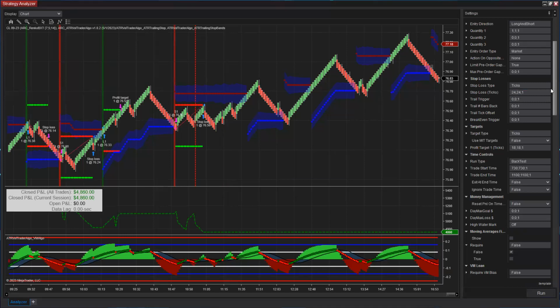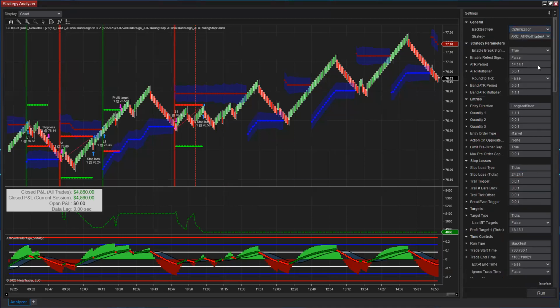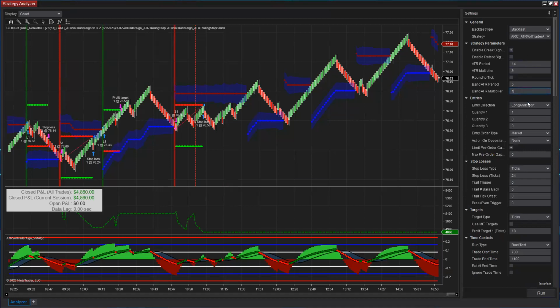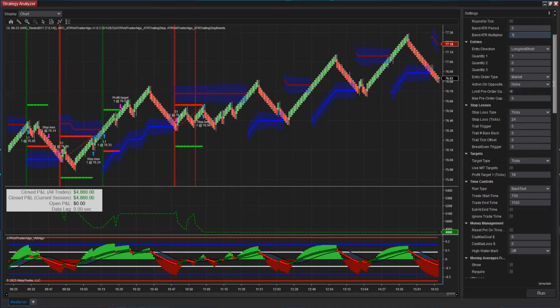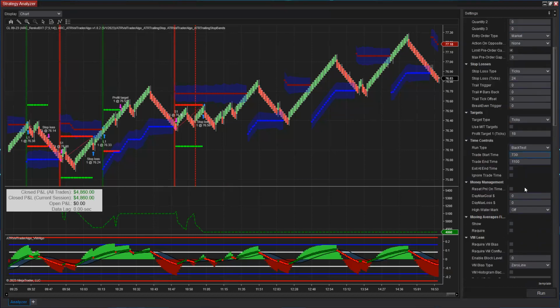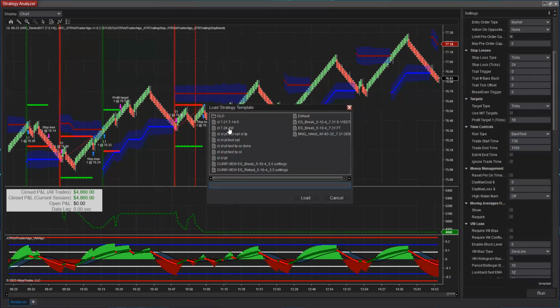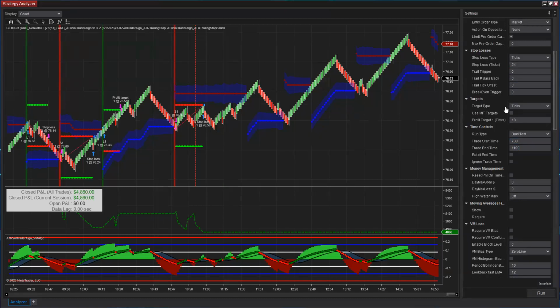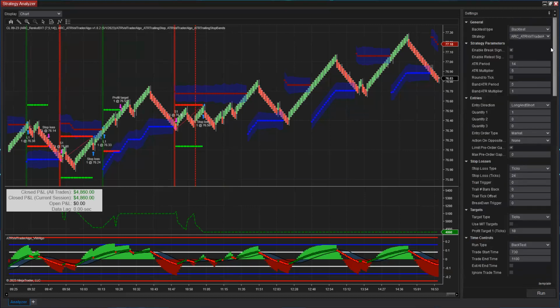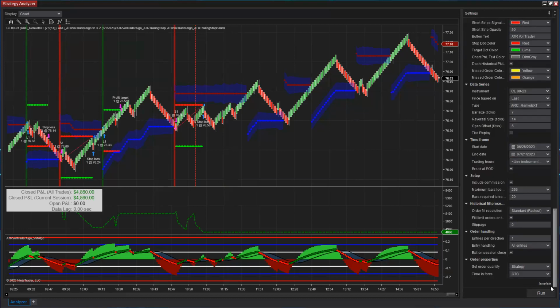And these are the settings that we got. 14, 5, 5, 1. We did 24, 18, and then the time, when we looked at the time, it was 7:30 to 11. We'll go in and load it again just to make sure. Yeah, looks good. And that's how we got the settings for crude. That's it. That's all you have to do. Took maybe an hour, hour and a half.